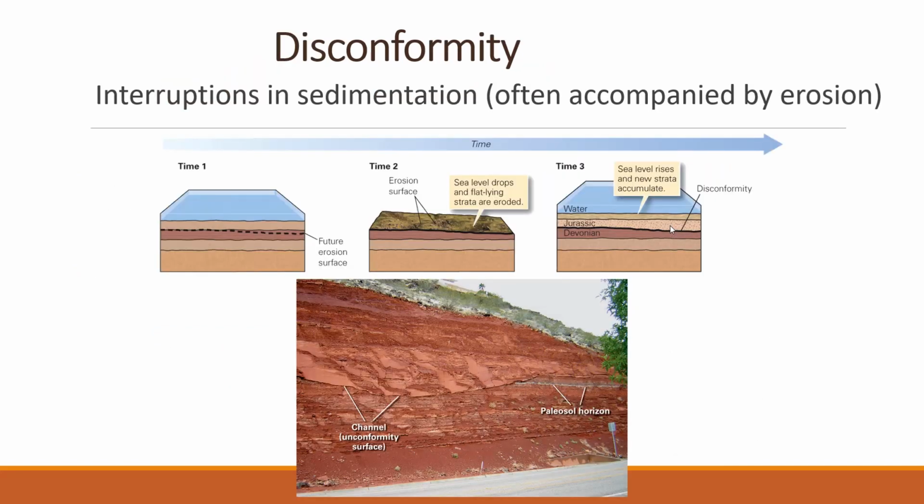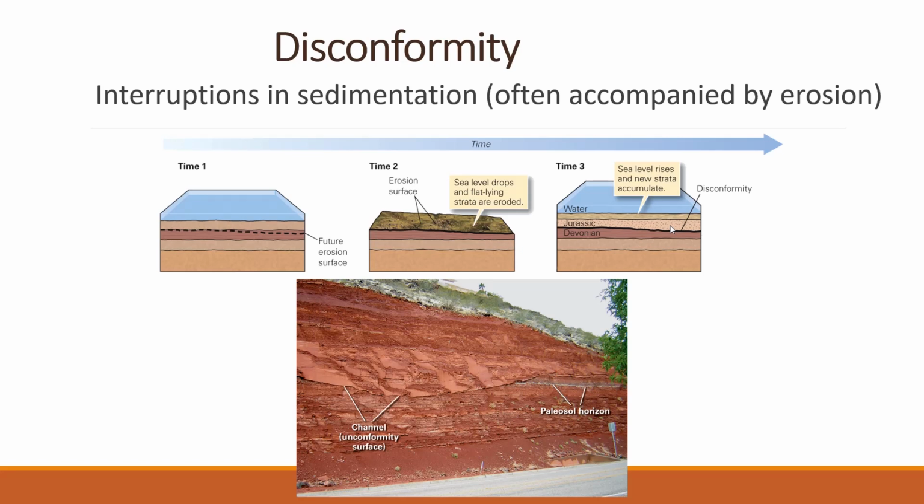And then finally, a disconformity. These are the hardest ones to identify. This is just an interruption in sedimentation. So we are going to pause depositing new rock. Oftentimes, we will actually be actively eroding the rock as well, and then it will resume. And so these tend to be fairly flat. They represent just a gap in sedimentation.